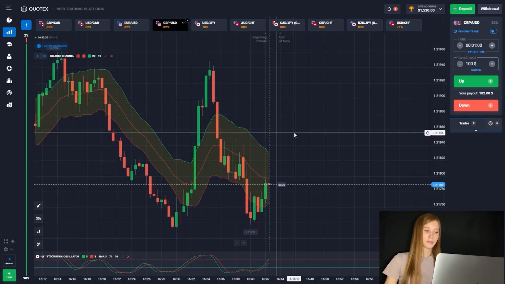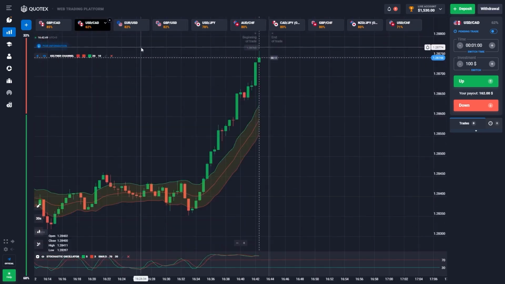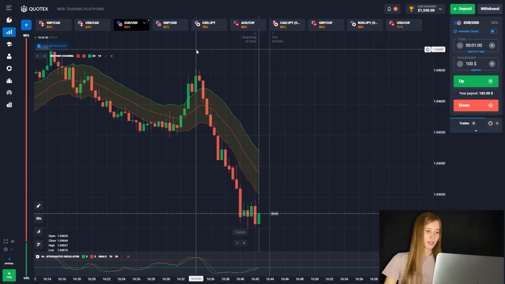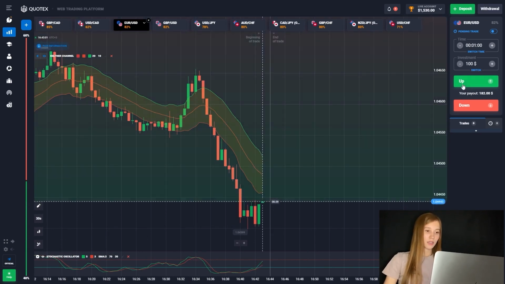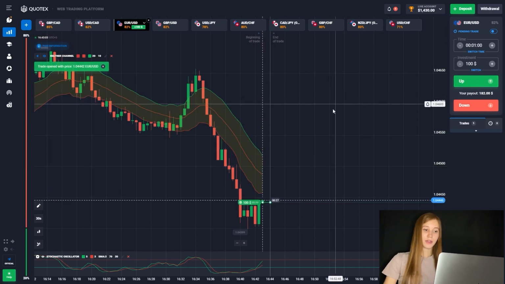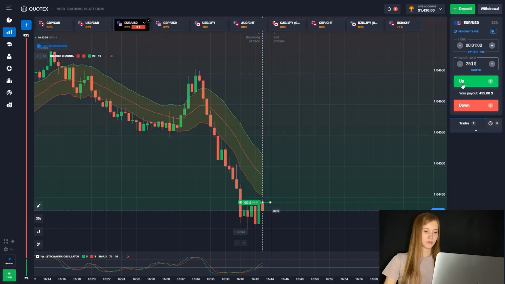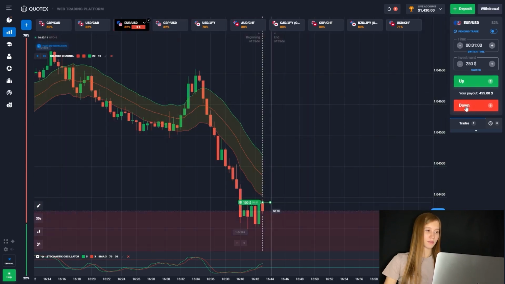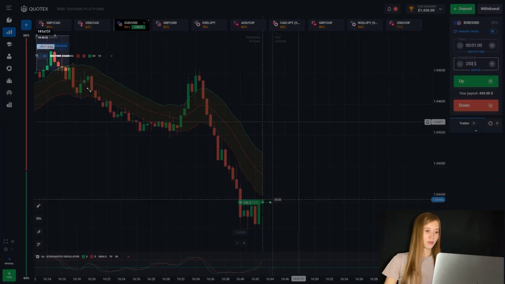So let's change the pattern. Look at this situation. We see a signal. Let's go for an increase here, a good entry into the trade. Let's wait for the end of this candle. We see a way out, and we can analyze this situation now.